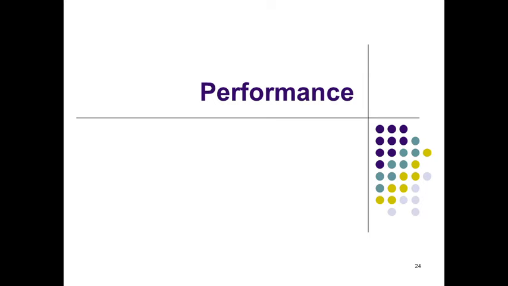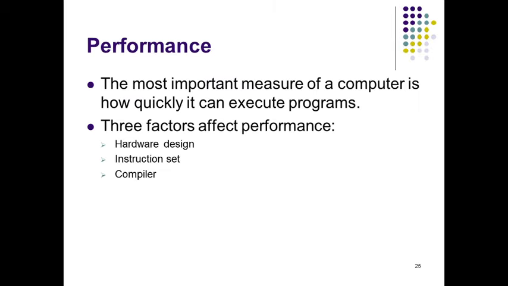So the next important concept is performance. The most important measure of the performance of a computer is how quickly it can execute programs. The speed with which a computer executes programs is affected by the design of its hardware and its machine language instructions. Because programs are usually written in a high level language, the performance is also affected by the compiler that translates the programs into machine language.